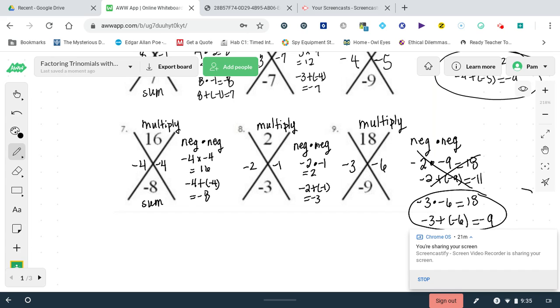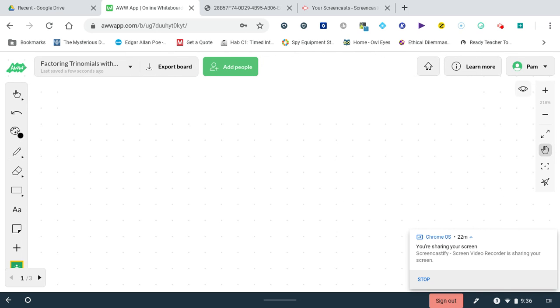And you may be saying, why in the world is Miss Blue showing us this? Okay, we're going to use this to factor trinomials of the form x squared plus bx plus c. All right, let's move to the next page and actually get to factoring.